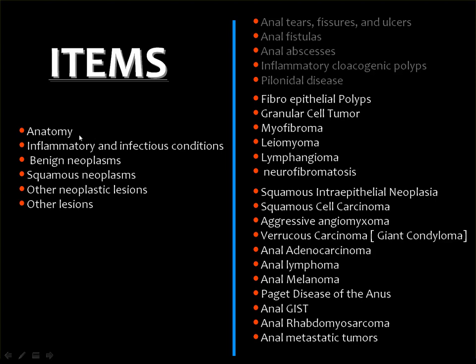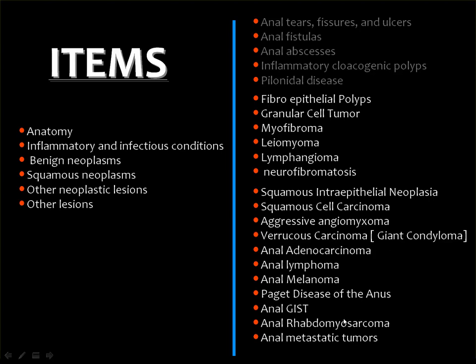Actually, we have discussed the anatomy and the inflammatory conditions. We said some words about the fissures, the diagnosis of the different types of anal fistulae, anal abscesses, polyps, and pilonidal sinus disease. Then we are left with benign neoplasm, squamous cell neoplasms, and other neoplastic lesions.